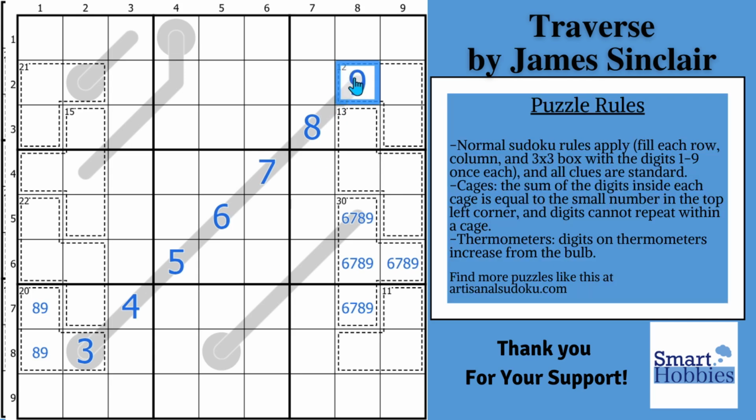And you can see here by putting this 9, you're in a 12 cage, and so you only have 3 more to make your 12. So that has to be a 1, 2 pair. Okay?